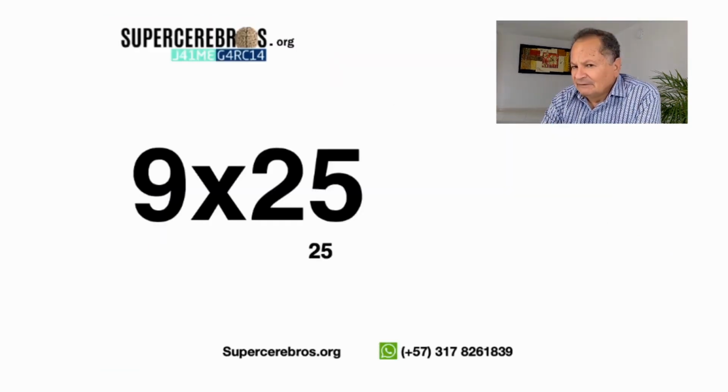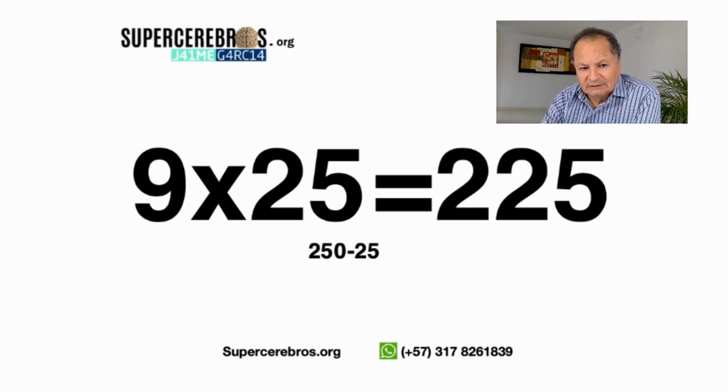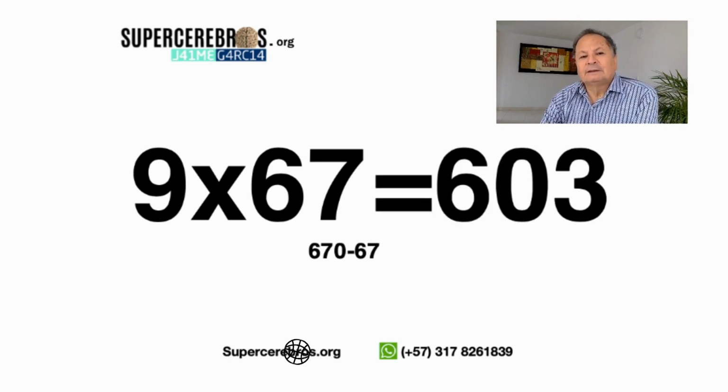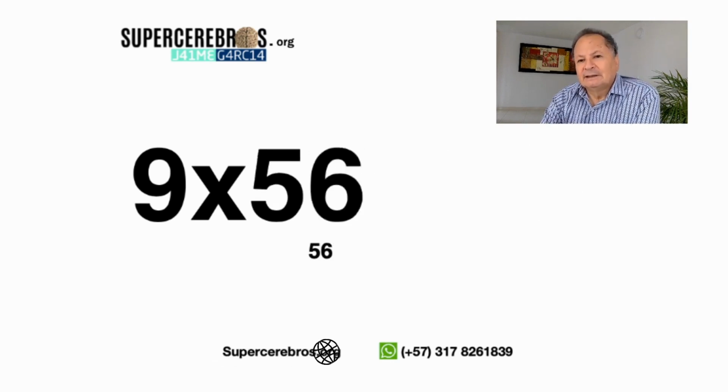9 times 25. That would be 250 minus 25. And 250 minus 25, which is the same as subtracting 25 from 250. That gives us 225. Next, 9 times 67. To solve that, first consider what 670 minus 67 would be. So if you take 670 and subtract 67, how much is that in total? The first value is 603.